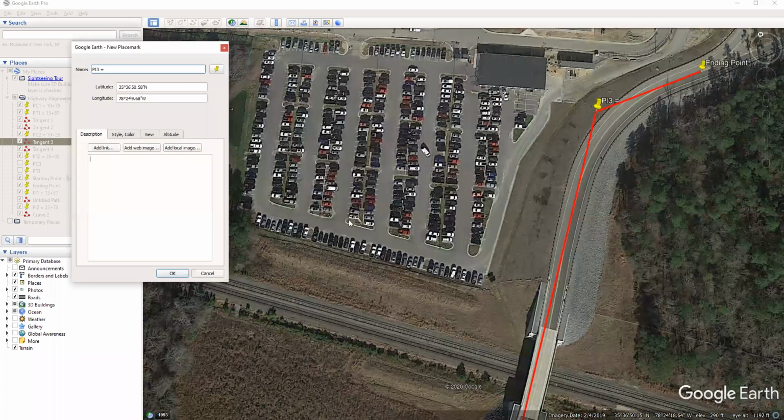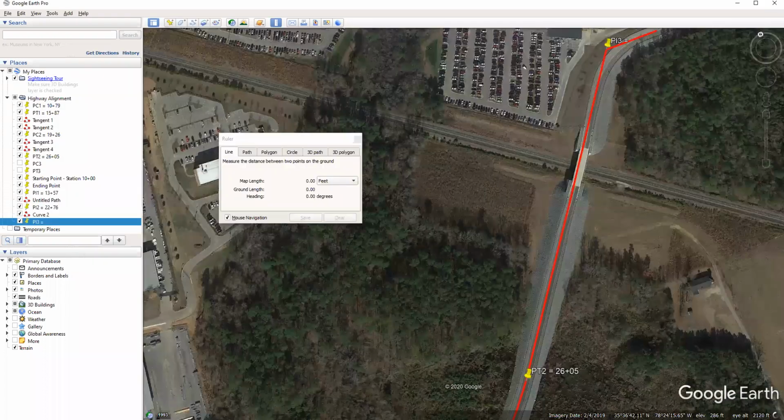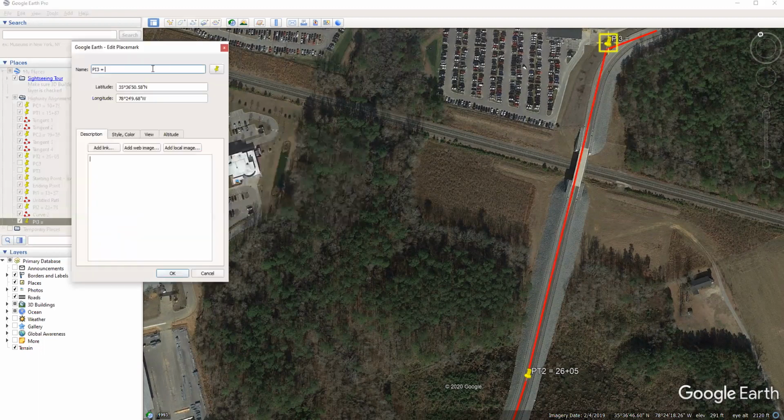And again, we'd be more precise if we were actually doing a design, but this is just for illustration purposes. So that tangent, or the distance from PT2 to the PI3, is 1,192 feet. So we're going to add that to our PT2. And so our PI3 is going to have a station of 37 plus 97.